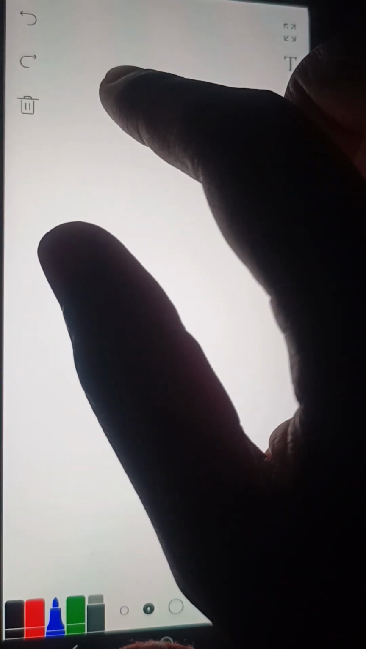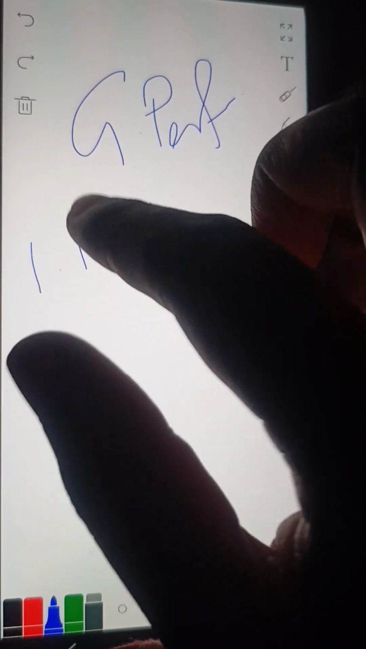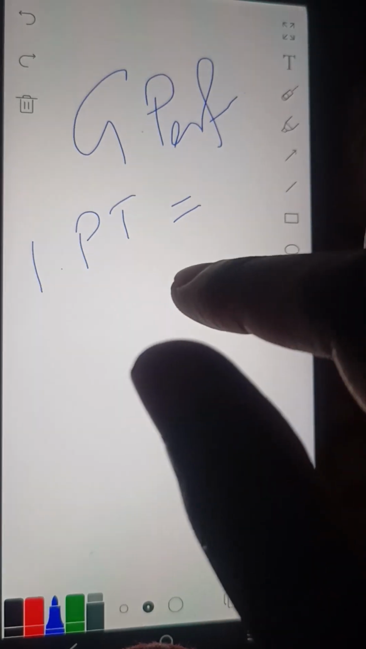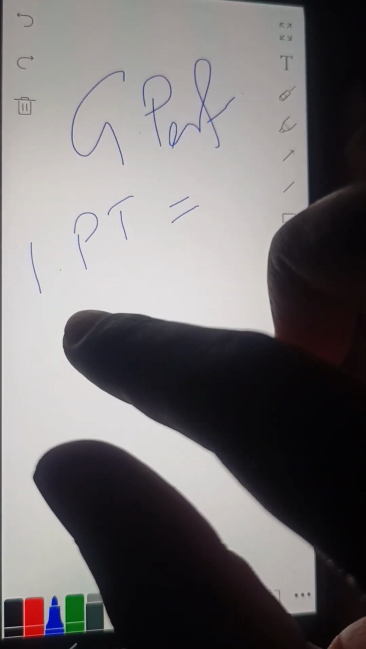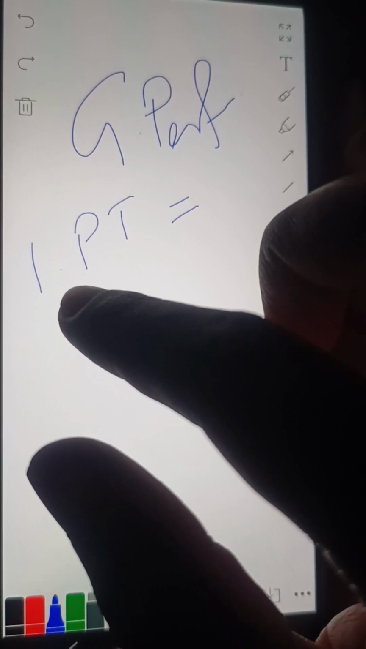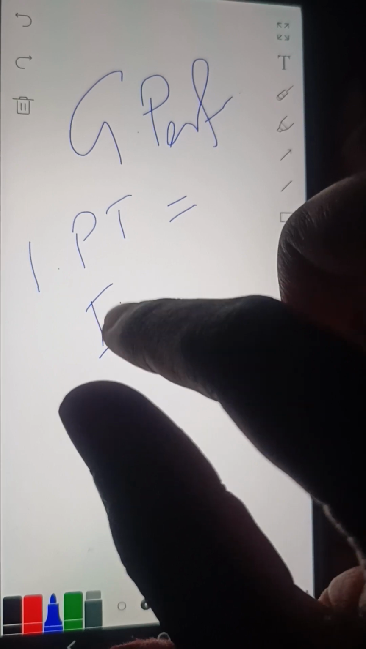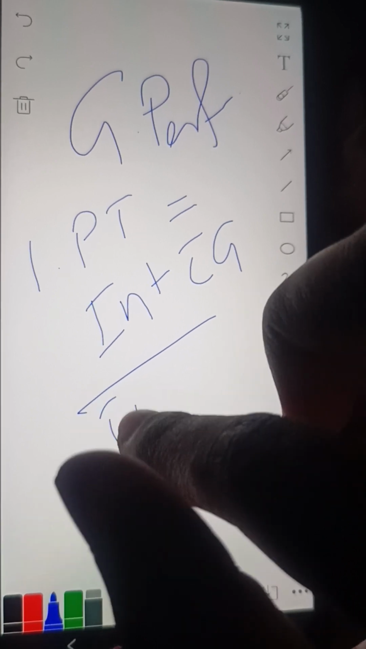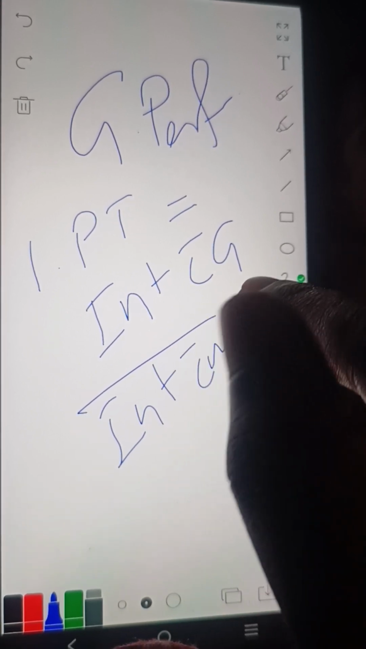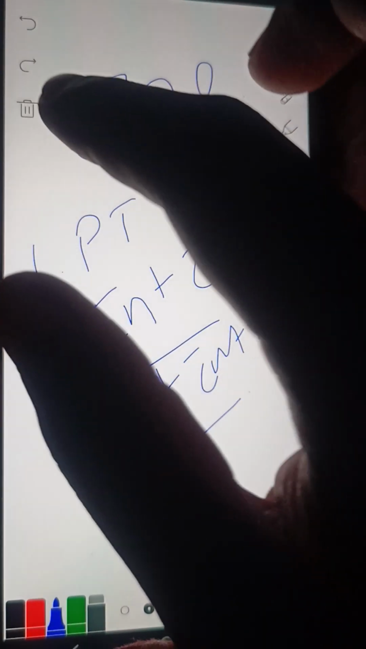Now there are a few factors that determine the grid performance. Number one is primary transmission. What is primary transmission? The ability of a grid to transmit the primary radiation. How is it calculated? It is intensity with grid by intensity without grid. That is the calculated primary transmission.